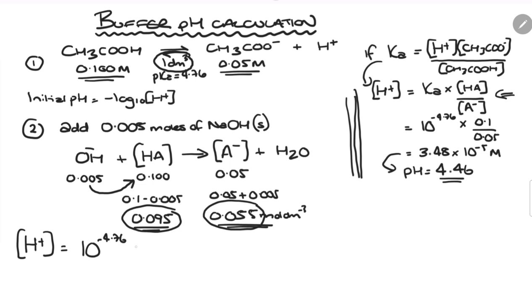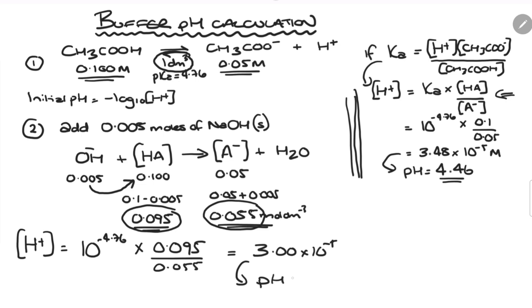So we've got 10 to the minus 4.76 multiplied by the new HA concentration, which is 0.095, divided by the new A minus concentration, which is 0.055. You churn those numbers and you get a concentration of 3.00 times 10 to the minus 5, which when you plug that into the pH equation, the negative log base 10, gives you a pH for the buffer after reaction of 4.52.